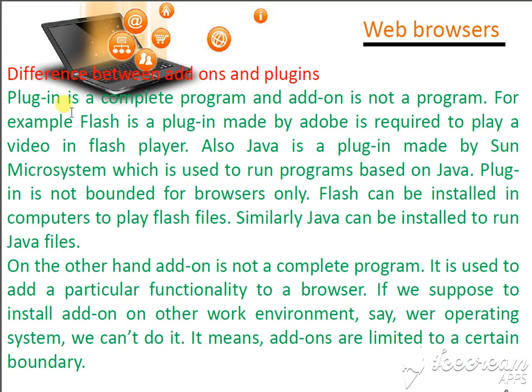What is the difference between them? A plugin is a complete program and an add-on is not a program. For example, Flash is a plugin by Adobe. It is required to play video in the Flash Player, and Java is a plugin by Sun Microsystems. Write them in your copy also. Java is used to run programs in Java, isn't it? So this is what you find. Flash files can be played by installing Flash, and similarly Java can be installed for Java.